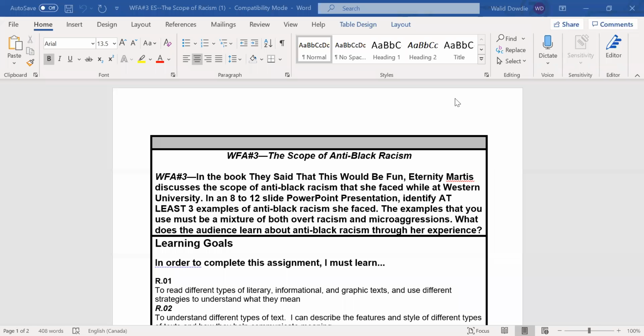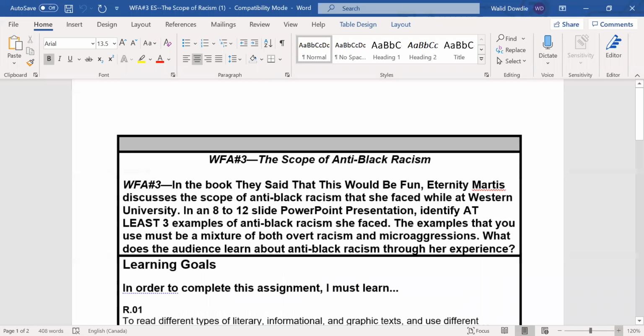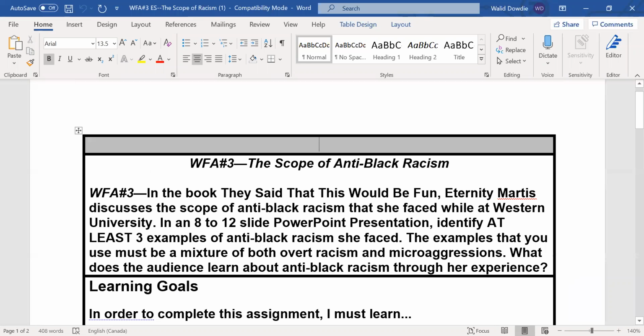Okay, so the next assignment is going to focus in on the book we're reading and some of the issues that she's discussing in her book. Okay, so it's WFA number 3, the scope of anti-Black racism. WFA number 3. In the book, They Said This Will Be Fun.